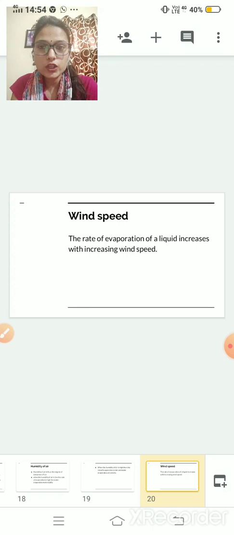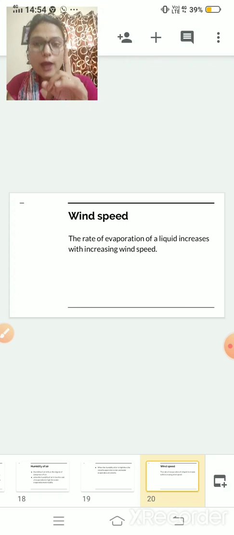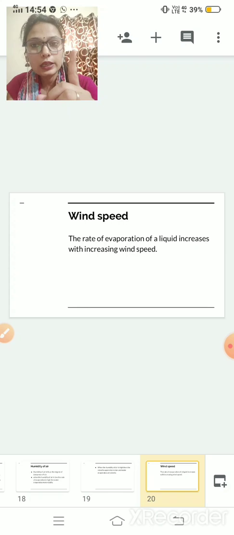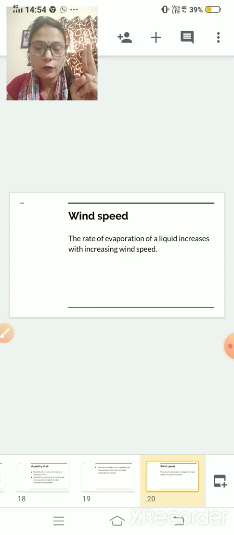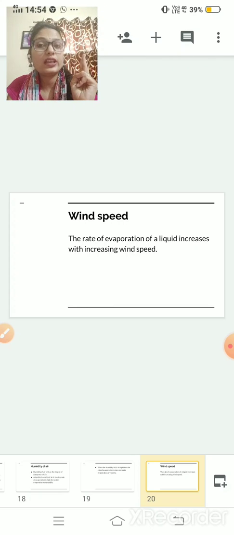What is evaporation? Evaporation is a process in which your liquid converts into gas before it reaches its boiling point. Clear? Now, factors affecting evaporation are 4. Number 1, temperature. Temperature increases, evaporation process increases. Second is surface area of a liquid. If you increase the surface area, the evaporation rate also increases. And if you decrease the surface area, evaporation rate decreases.